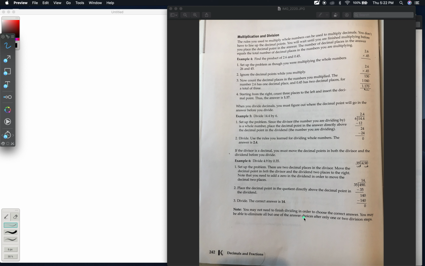Note, you may need to finish dividing in order to choose the correct answer. You may be able to eliminate all but one of the answer choices after only one or two division steps.